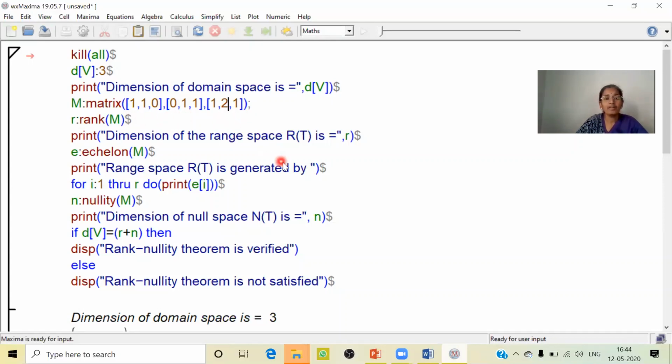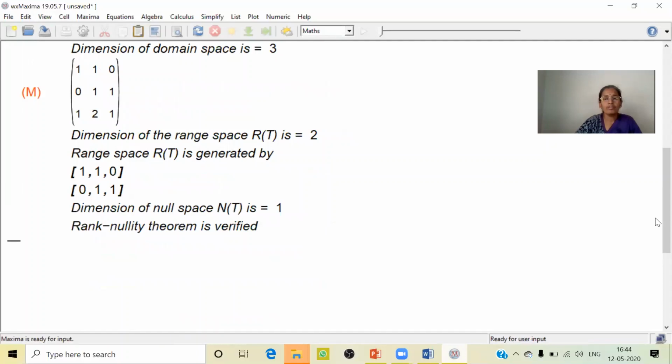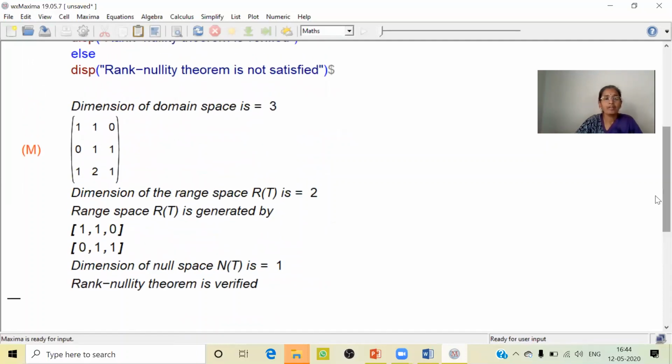So we have changed the matrix. Let us execute and see using the shift enter button. You are going to get: dimension of the domain space is once again 3. Dimension of the range space is 2. Dimension of the null space is 1. And the range space is generated by 1, 1, 0 and 0, 1, 1. Hence, the rank nullity theorem is verified.